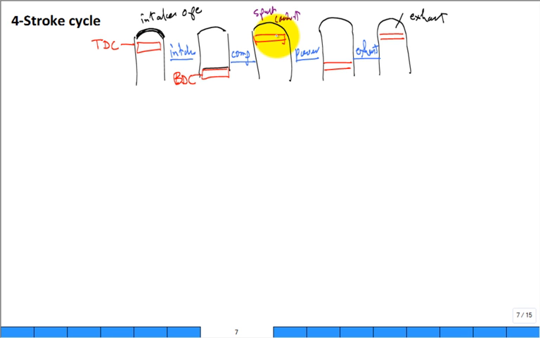When is the intake valve open? During the intake stroke. When is the exhaust valve open? During the exhaust stroke. Right. So that's the 4 strokes, and the spark is right here.